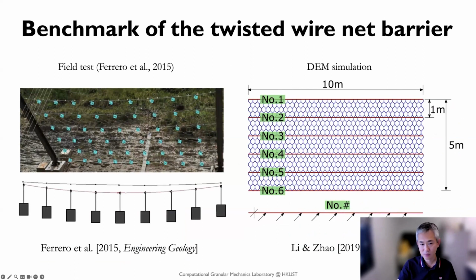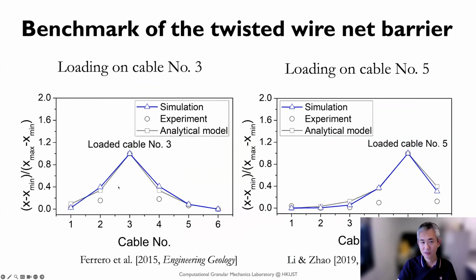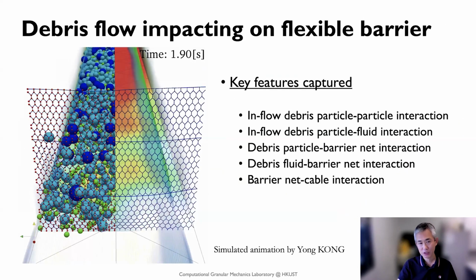We can further calibrate this twisted wire. These are some experiments, a static test, to see the deformation. We can calibrate by generating identical wires, and then we compare their deformation at different locations here. These are the calibrations for different cables here. And then this is our simulation now.